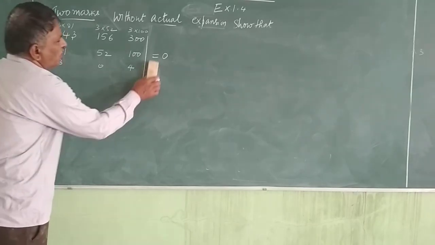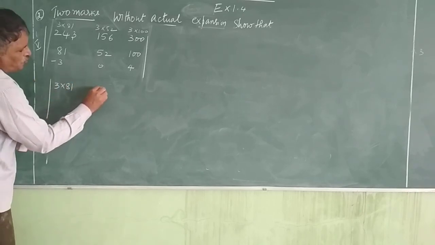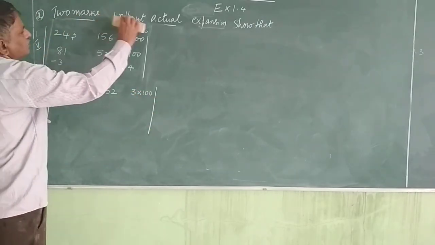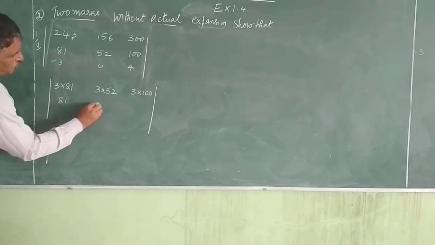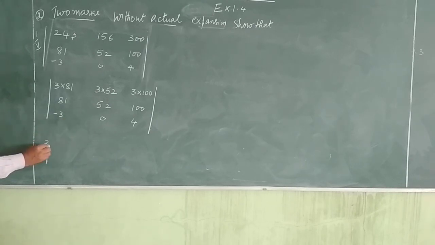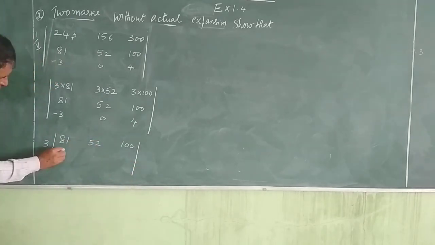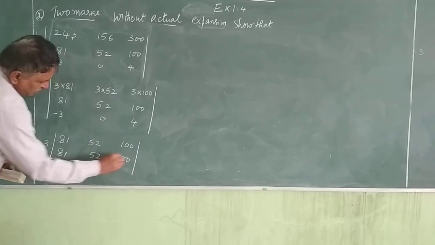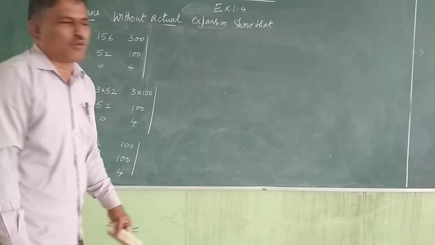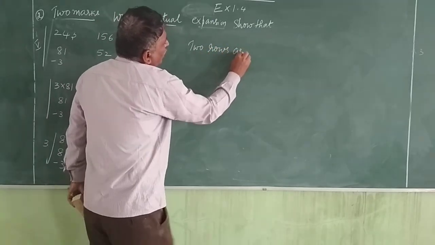In this step, I write 243 as 3 into 81, 156 as 3 into 52, and 300 as 3 into 100. Now this is 81, 52, 100, and the next row is minus 3, 0, 4. In the first row I can take 3 common, and I get 81, 52, 100, and the second row is 81, 52, 100, then minus 3, 0, 4. Very clearly, the first and second rows are identical.